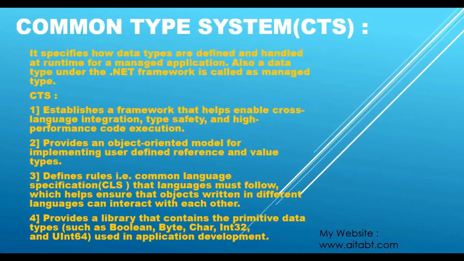So first we have to understand what this common type system is. It specifies how data types are defined and handled at runtime for a managed application. Now what is a managed application? A managed application or a managed language is one which is managed by CLR. So what is CLR? That is Common Language Runtime, which I have explained in detail in my .NET Framework tutorial series. If you are not aware of CLR, please check that out, because I will not be discussing that here. So coming back to this video, a data type under .NET Framework is also called a managed type.